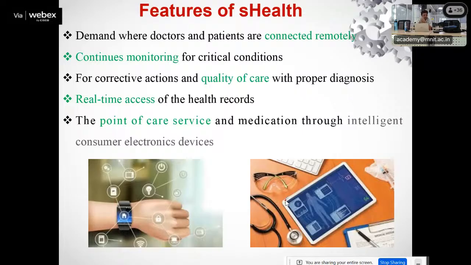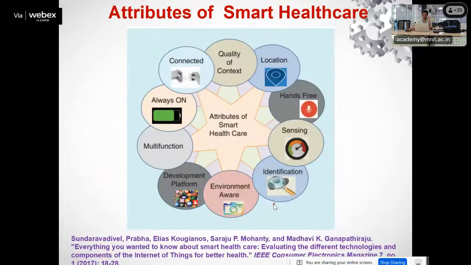In smart healthcare, you can have corrective action and the quality of care could be improved. You can also have real-time access to the health record. It is something like this: if I am sitting at my office and my parents are not well at my home, I can monitor their health condition from my office through some sort of application. It is as if I am virtually sitting in front of them and monitoring their health parameters. So point-of-care service and medication is possible through some sort of intelligent consumer electronics.